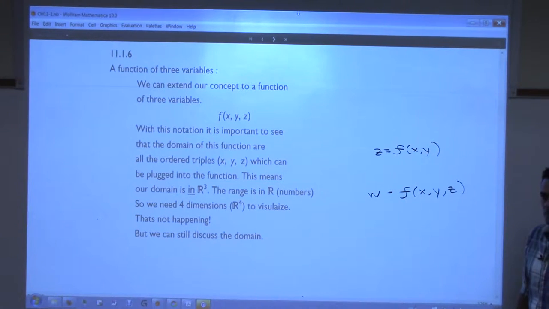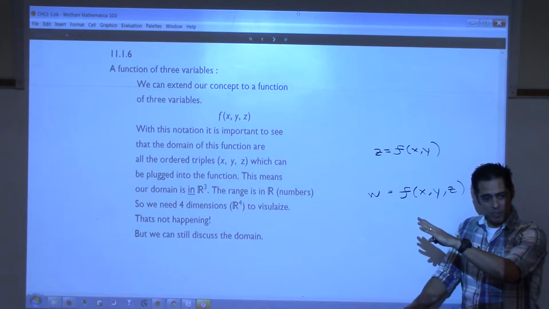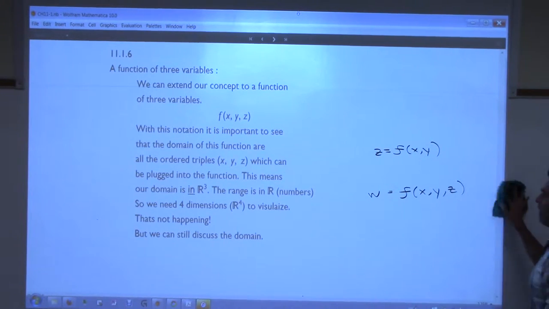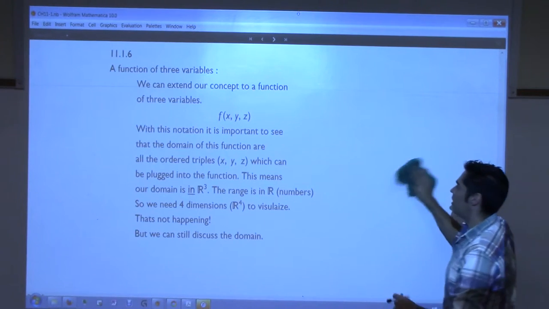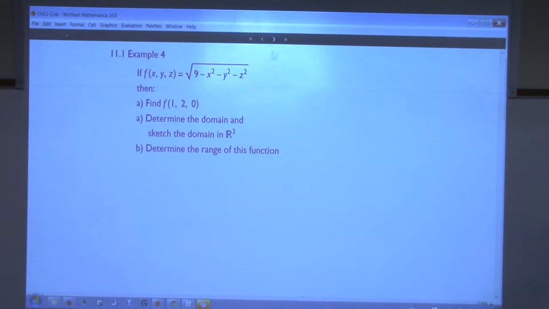Understand? What we did just before this, we could see the domain and the range together in one picture. Not anymore for this. But we can still ask about domains. If I have a function of three variables, we can still very easily discuss domain. So let's do that. Here is a function of three variables, f of x, y, z equals square root. Very similar to what we just had, right?